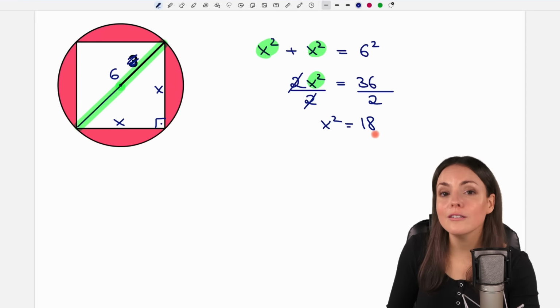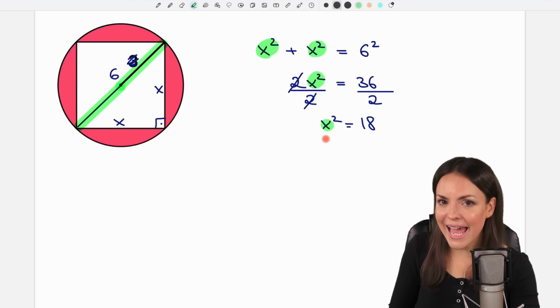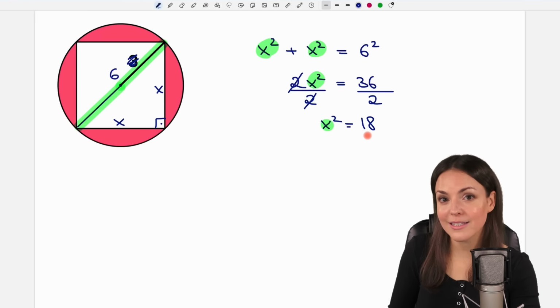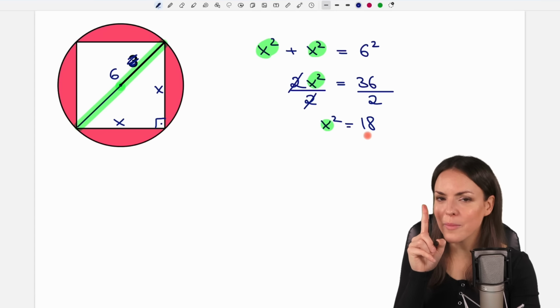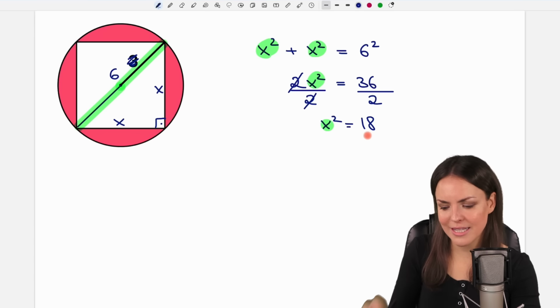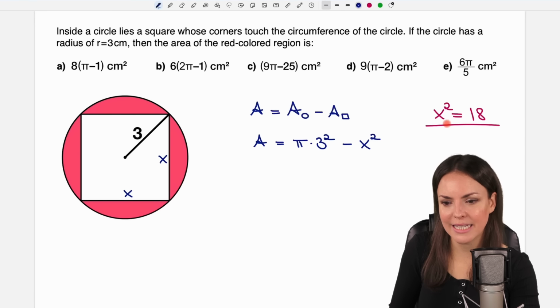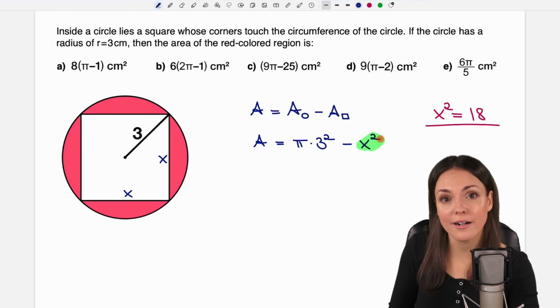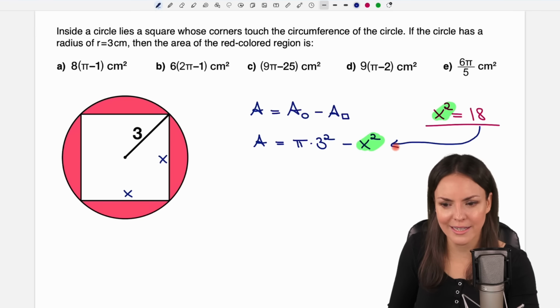Now, we could solve this for x to find out the length of x, or we could think about what we really needed. So let's go back. We take this with us, x squared equals 18. And we were here trying to find out our area. And in this equation here, we only need x squared. So we could stop here with x squared when we found it and put the 18 in here directly.